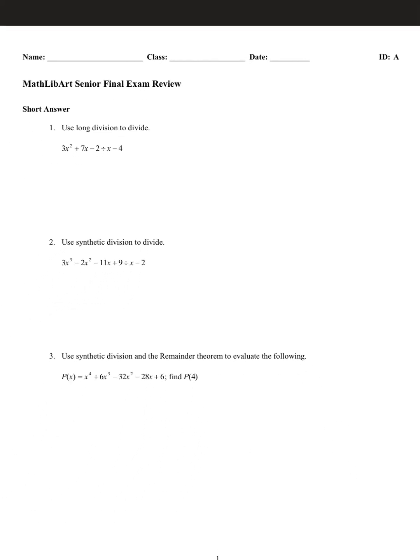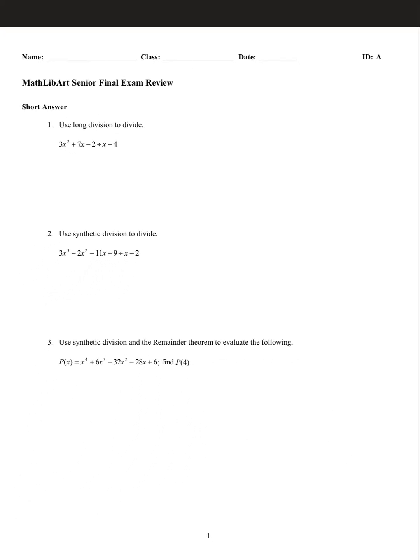So like we said, your exam is 20 questions, all multiple choice. So we're going to start with number 1. You have 3x squared plus 7x minus 2 divided by x minus 4.